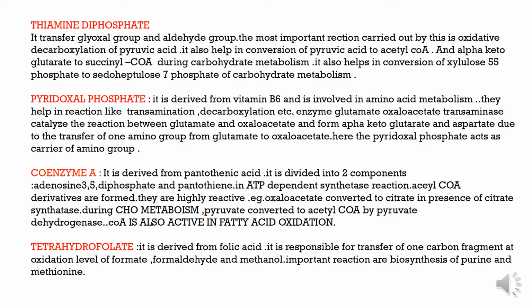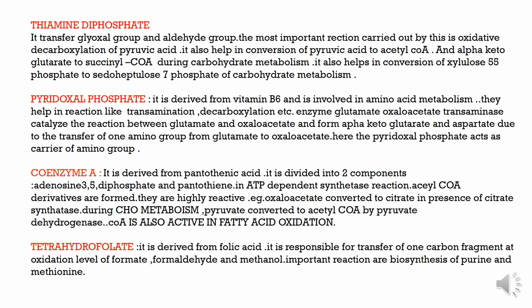Pyridoxal phosphate is derived from vitamin B6 and it is involved in amino acid metabolism. They help in reactions like transamination and decarboxylation. The enzyme glutamate oxaloacetate transaminase catalyzes the reaction between glutamate and oxaloacetate and forms alpha ketoglutarate and aspartate due to the transfer of one amino group from glutamate to oxaloacetate. Here the pyridoxal phosphate acts as carrier of amino group.